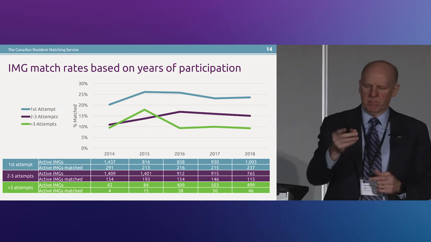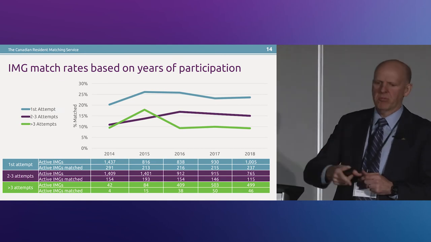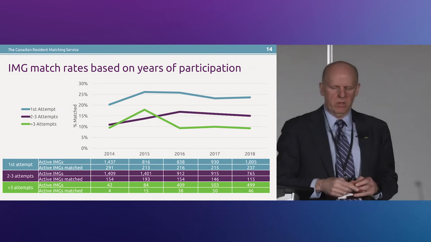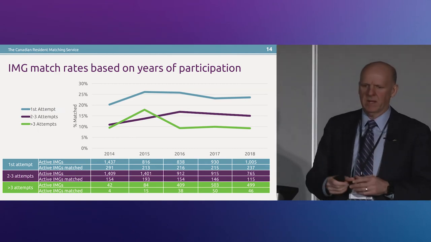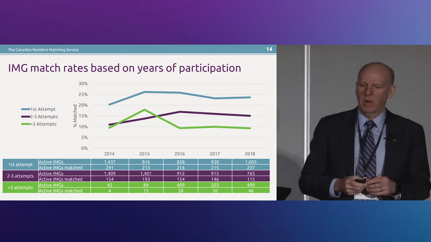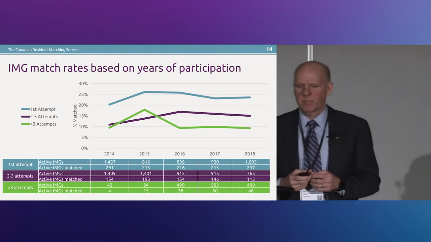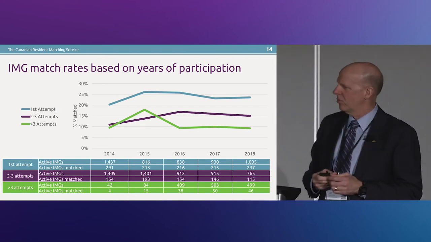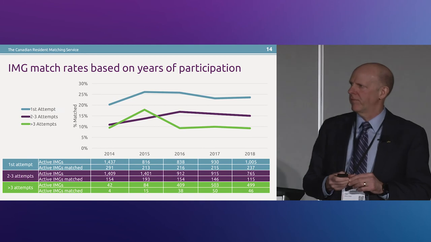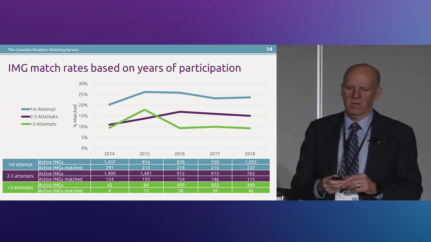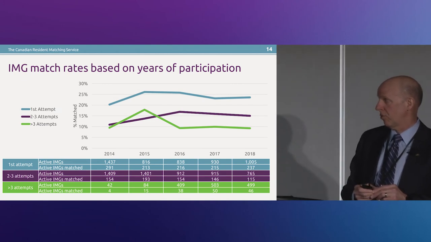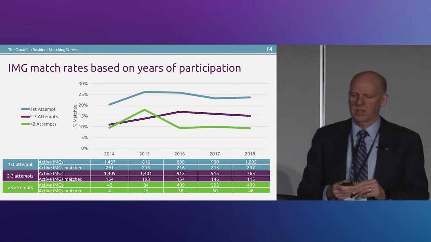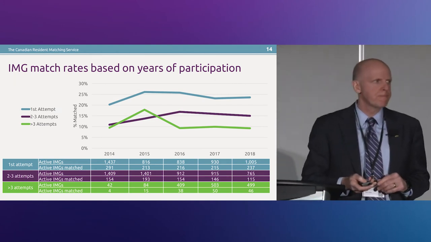So that being a bit of an inflection point in 2015, where there was a big jump and some shifting around, it pretty much steadied out, flattened out in the last 3 years, where people in their first attempt are around 23-25%. Those in their second or third attempt are just around 15%, and for those who are participating for 3 or more times, it's 10 or just a little bit below 10.